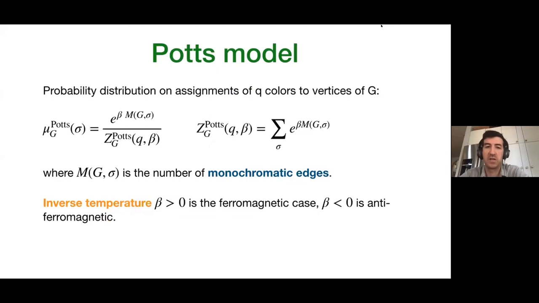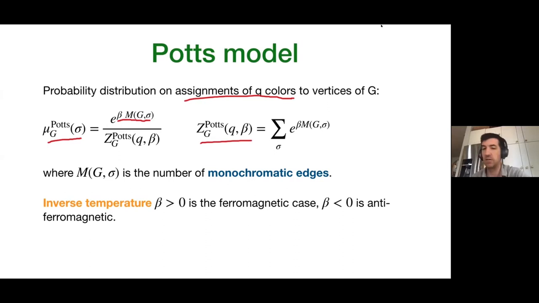So let me be precise and tell you what kind of spin model I'm talking about. Today I'll be talking about the Potts model. It's a probability distribution on colorings, assignments of Q colors to vertices of a graph. What weight do you give to a particular assignment? Well, the Gibbs measure assigns probability proportional to e to the beta times the number of monochromatic edges in the graph under this coloring. And then, of course, you need a normalizing constant, and this is the partition function.